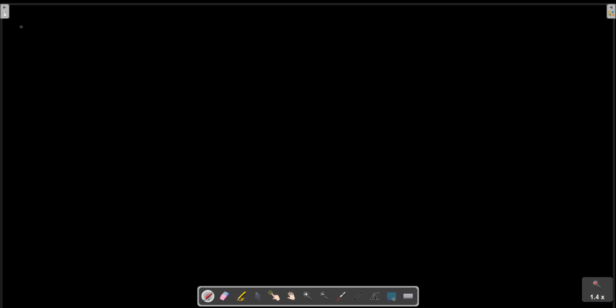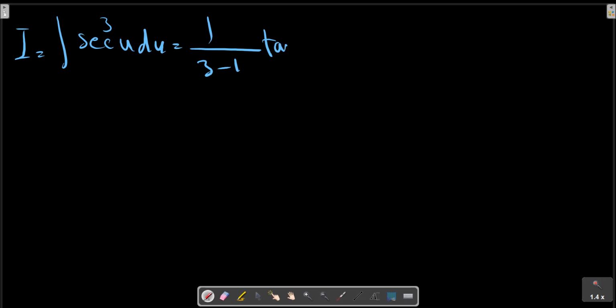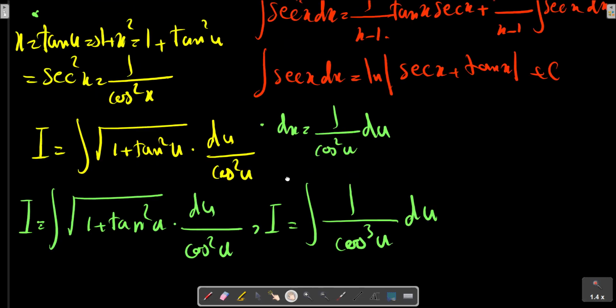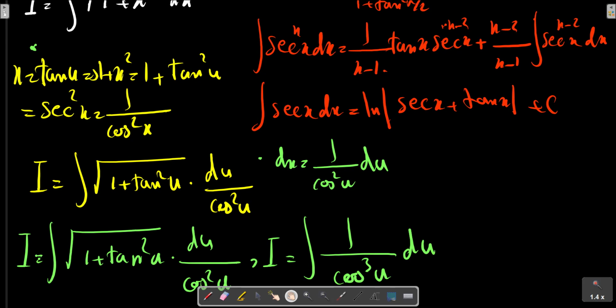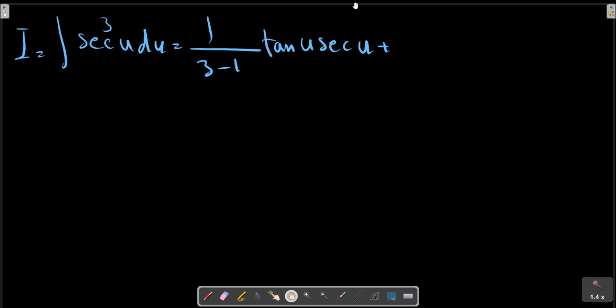Cosinus integration of secant³ u du equals to, n equals to 3, minus 1 tangent u secant³⁻¹ u plus, as a note here, n minus 2, n minus 1, n minus 2, 1, and second integration, secant n minus 2 u du.